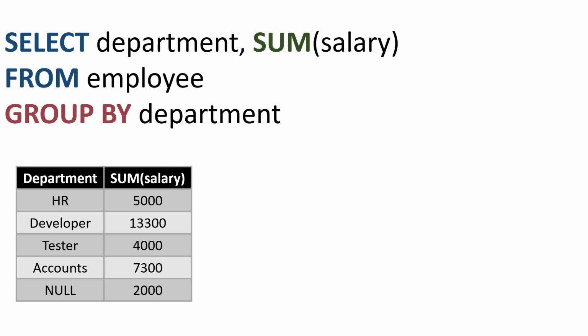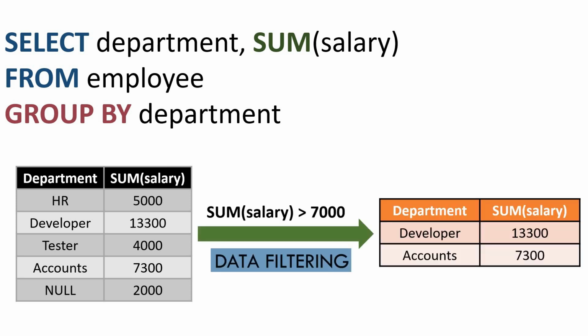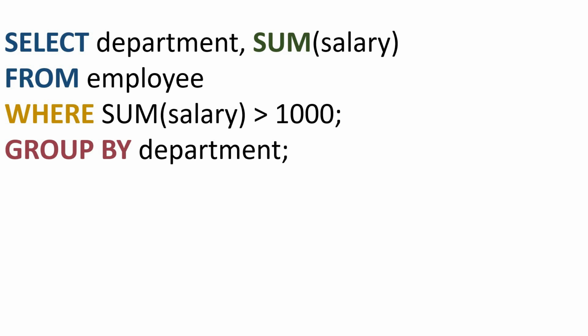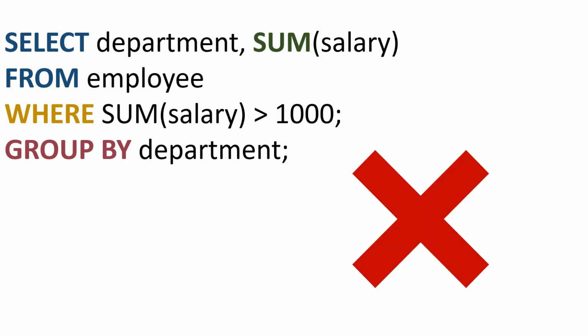But now I want only those departments which have the sum of salary more than 7,000, something like this. So here you can see in the output we have only two departments, which are developer and accounts, and their sum of salary is greater than 7,000. In such cases we can't use where clause like this, because this query will give us an error. So to solve such a problem, SQL has one more clause, which is having clause.